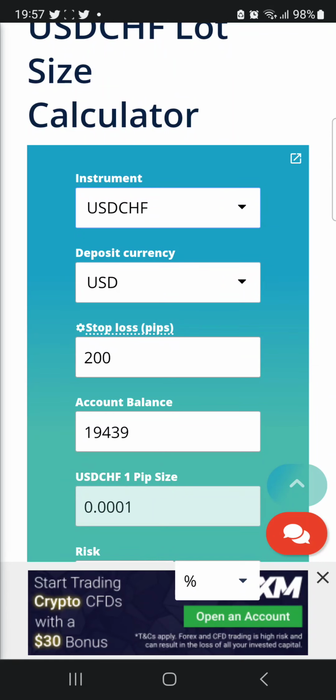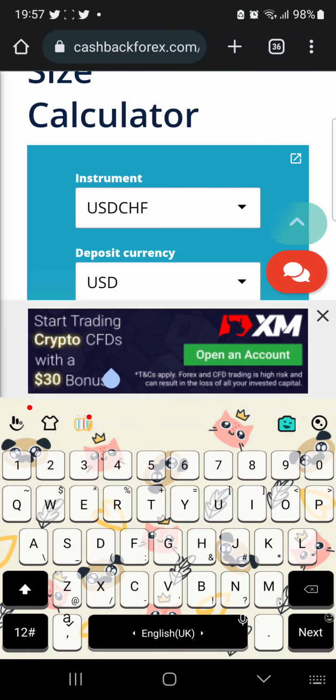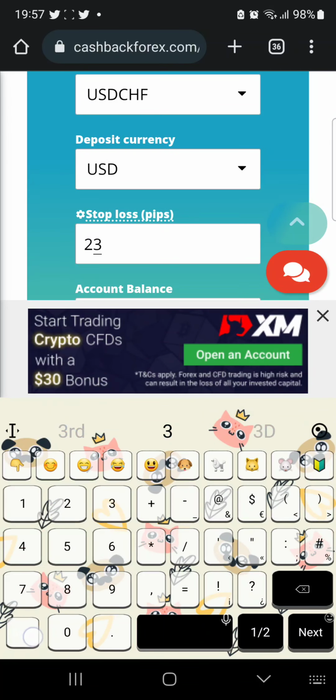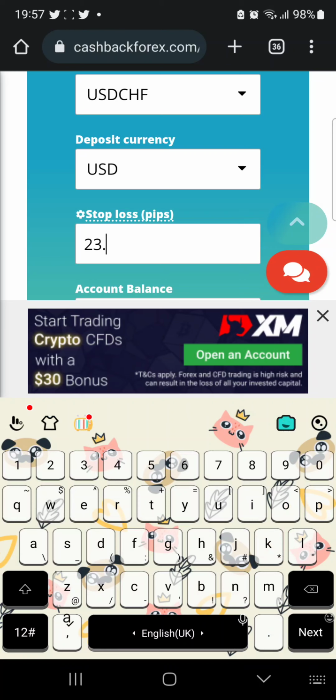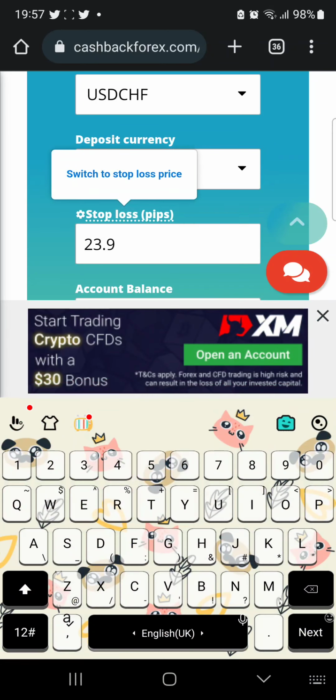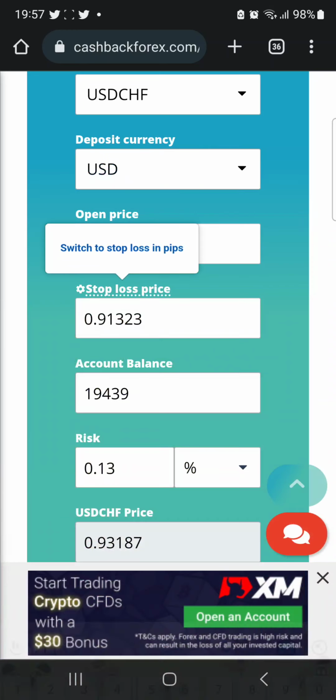All right, now this place, they say stop loss pips, you will put what, 23.9. That one we saw, 23.9. Okay, 23.9. However, sometimes this stop loss in pips might be in this. If you click on this stop loss in pips, you see it. If you click, you can say switch stop loss price. Sometimes it might be in stop loss price like this.